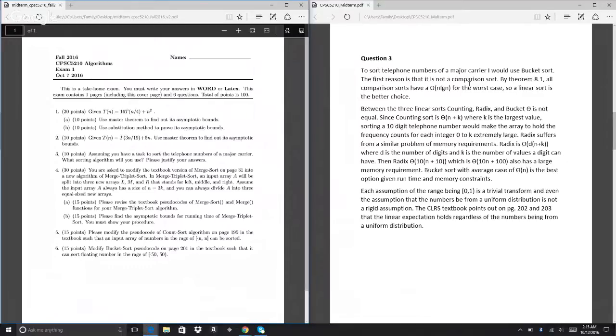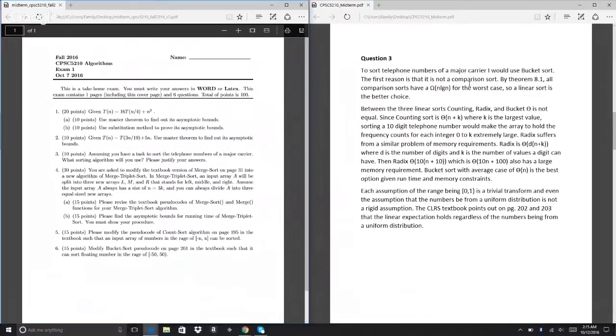So to address the first part, the range, of course, of telephone numbers is not between the standard 0 and 1, but that's really a trivial transform. With just a little bit of information of the max and min, you can transform this easily into that range.